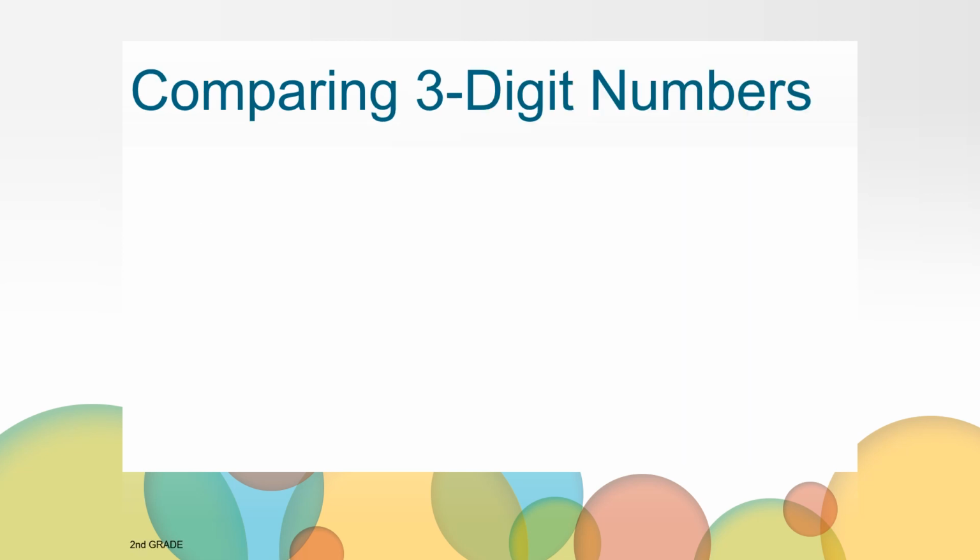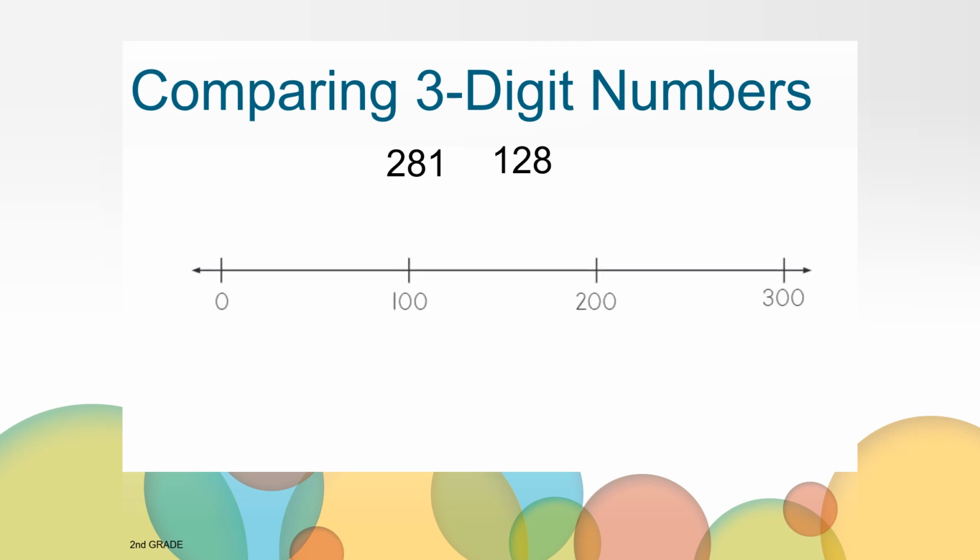We are going to continue exploring place value of 3-digit numbers by learning to compare 3-digit numbers. 281 and 128. Which number is the greatest? How do you know? Mathematicians use representations to show their thinking. We're going to use a number line to compare these numbers. You can draw a number line like mine on your paper.